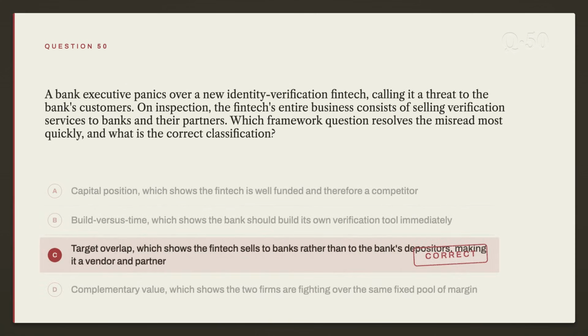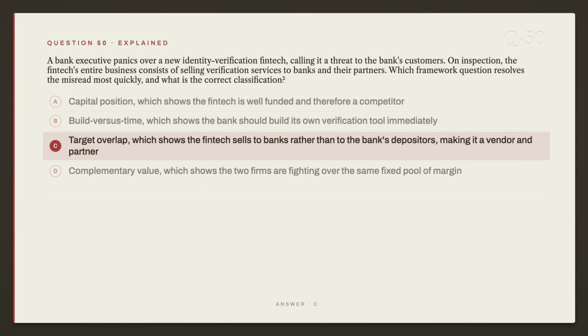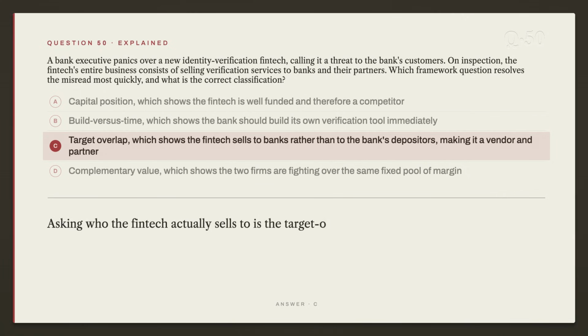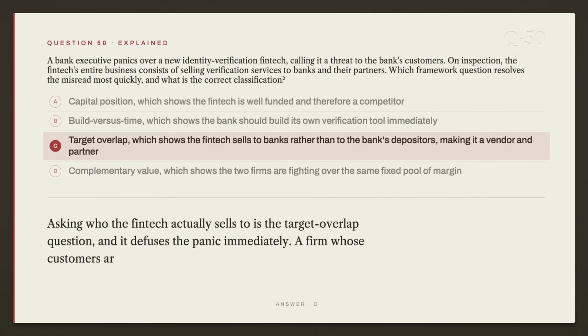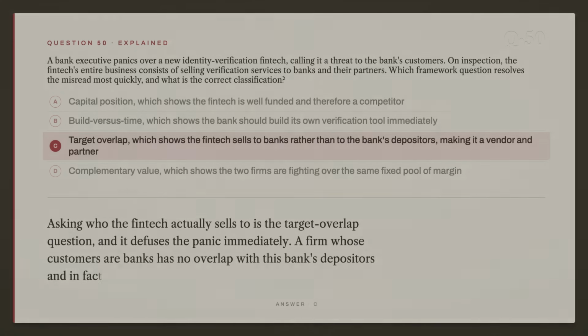The correct answer is C. Target overlap, which shows the fintech sells to banks rather than to the bank's depositors, making it a vendor and partner. C is correct because asking who the fintech actually sells to is the target overlap question, and it defuses the panic immediately. A firm whose customers are banks has no overlap with this bank's depositors, and in fact depends on institutions like this one for its own revenue. No overlap plus high asset dependency marks a vendor and partner rather than a competitor.